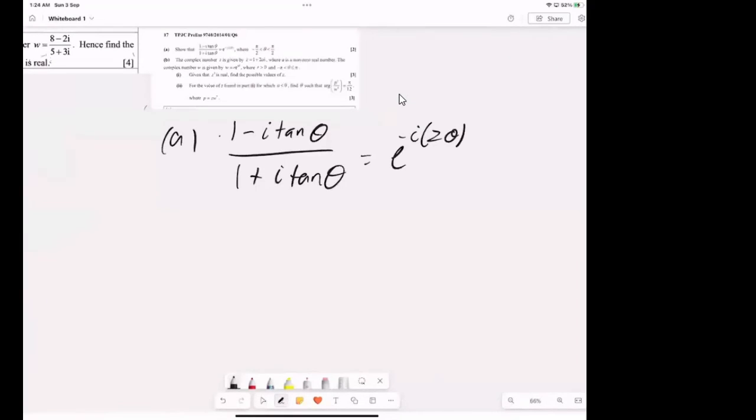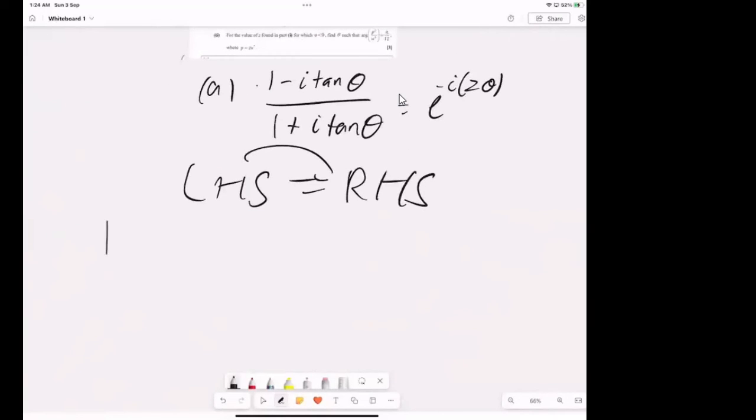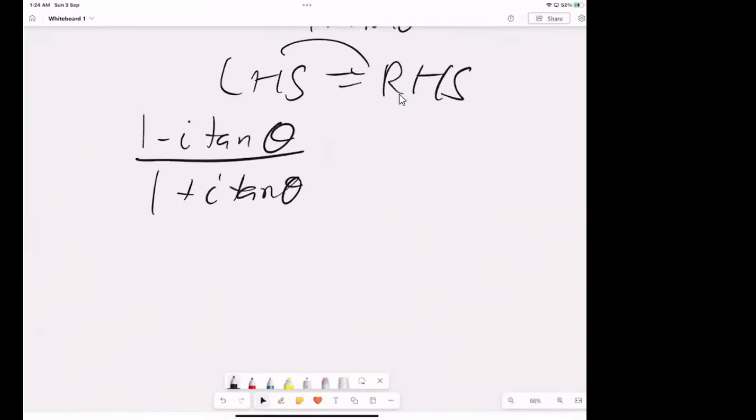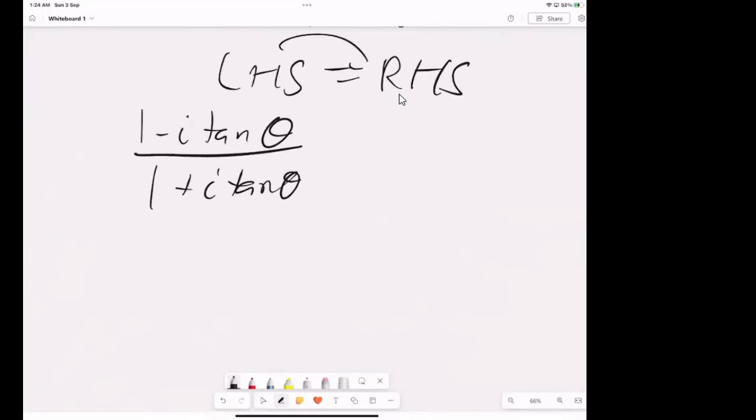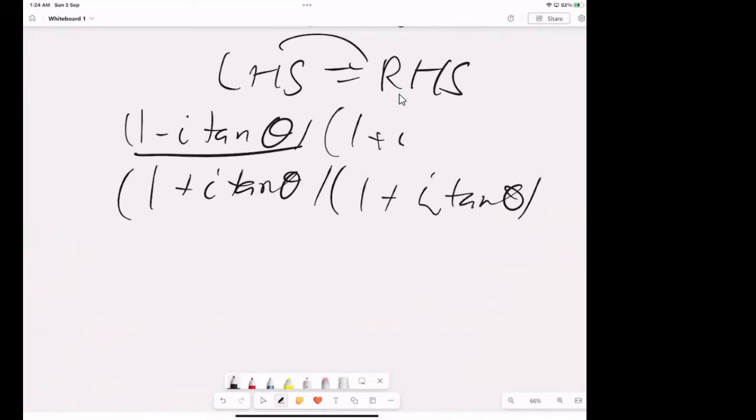My gut feel tells me that I want to make the left hand side equal the right hand side, not the other way around. So let's try to make the left hand side first. So 1 plus i tan theta. So maybe we can rationalize the function. Let's multiply both sides by 1 plus i tan theta.